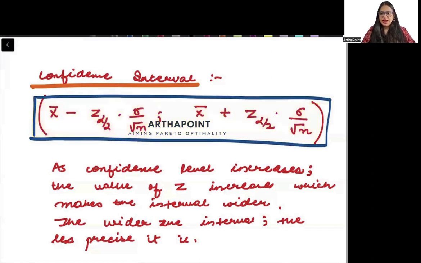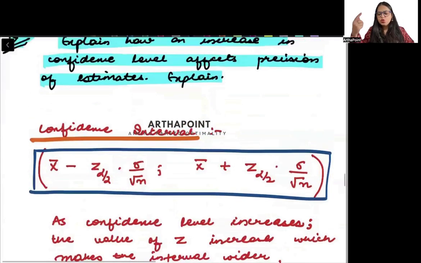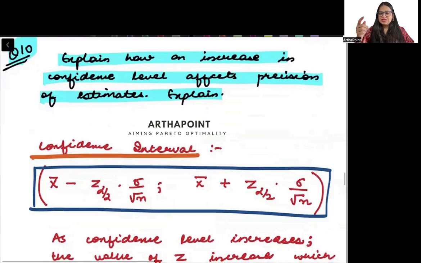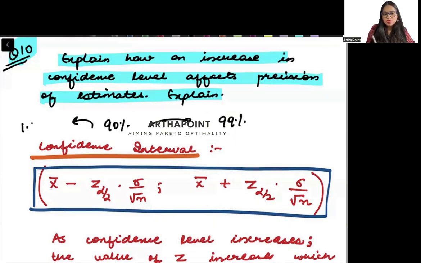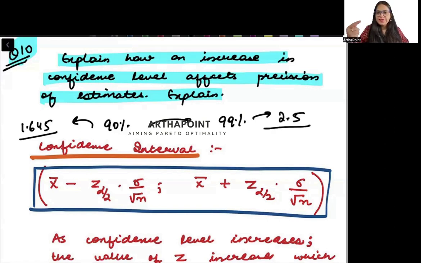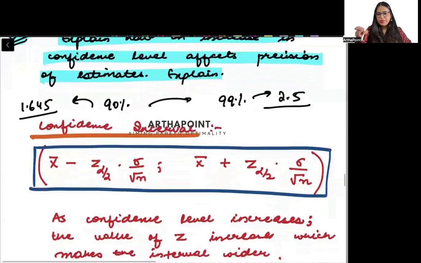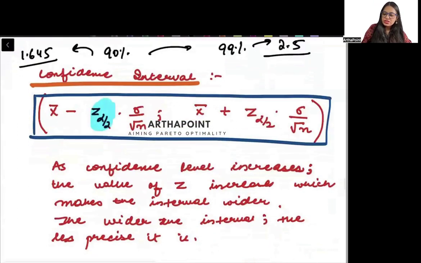Now, try to understand that as the value of your z increases, confidence level increases. So let's take one confidence level as 90% and then 99% confidence level. Here the value of z is 1.645 and here it is 2.5. So as the confidence level increases, the value of z increases. As the value of z increases, this confidence interval will become wider. As the confidence interval becomes wider, the precision will fall. So it is inversely related to the precision, right?